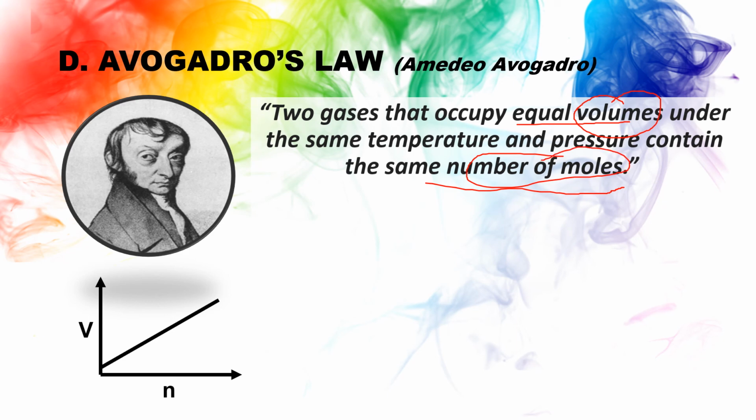And as Avogadro stated, they are equal under constant temperature and pressure. So if that is the case, if we try to change the volume, for example, increase the volume of the container where the gas is contained, the number of moles also increases.